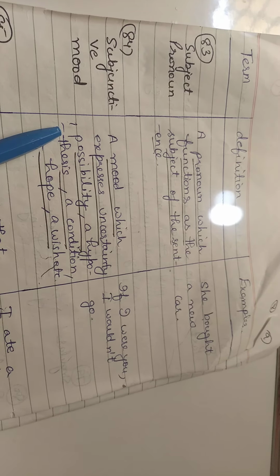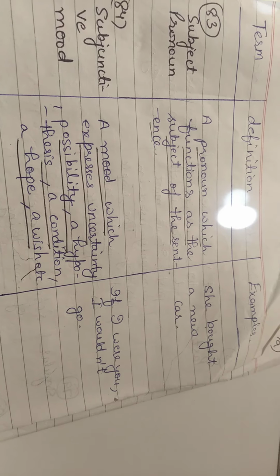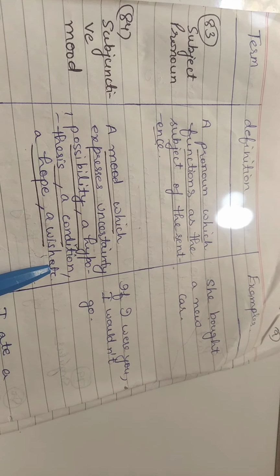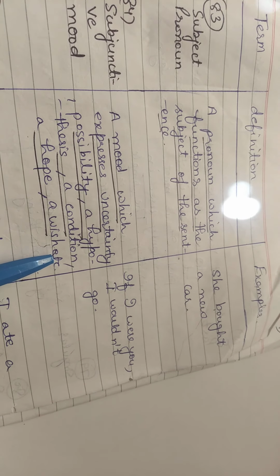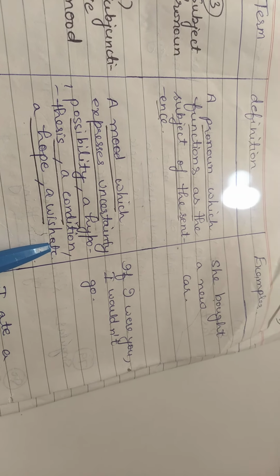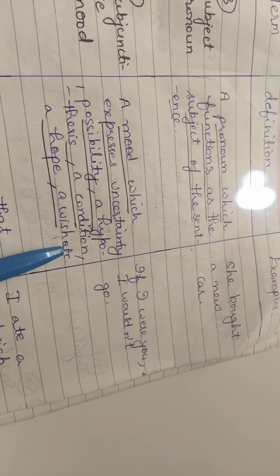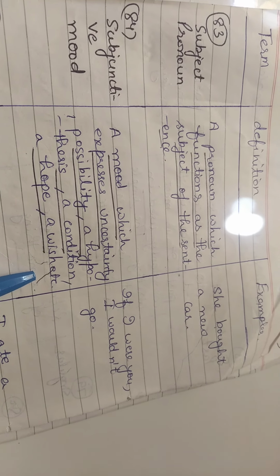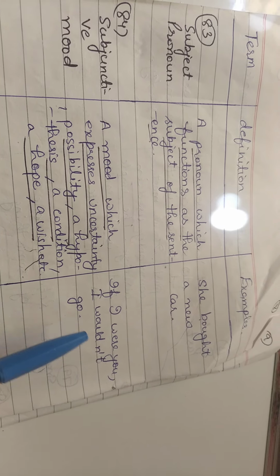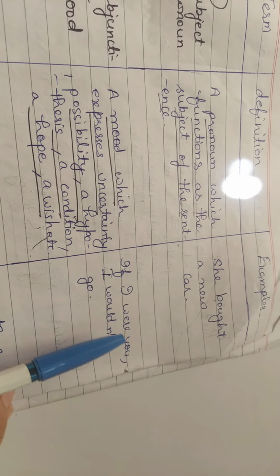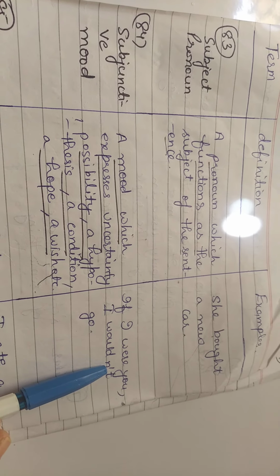Subjunctive mood. A mood which expresses uncertainty, possibility, hypothesis, condition, hope or wish. It is called subjunctive mood, which expresses uncertainty (anishchitata), possibility (sambhavna), hypothesis, condition (sthiti), hope, wish. These are called subjunctive mood. For example, if I were you, I wouldn't go, like that.